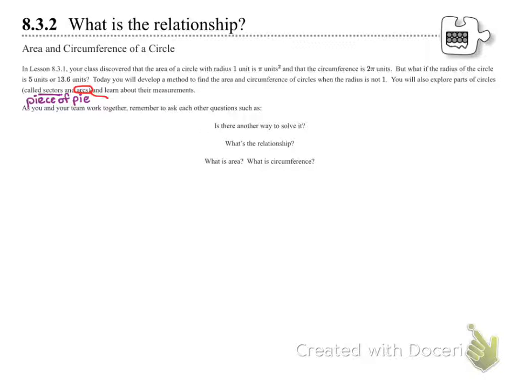And then we're also going to explore what are called arcs. I like to think of arcs as the crust of the pie. Okay, so in terms of pie, that's kind of what we're dealing with. So if you ever get those two mixed up, think of a sector as the entire piece. That's the whole thing. Whereas an arc, that's just the crust part. Okay? So that'll help you out too.